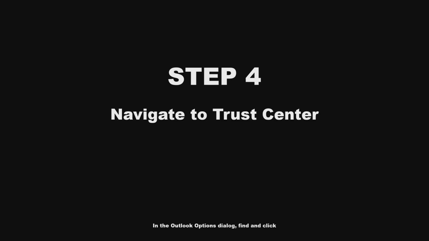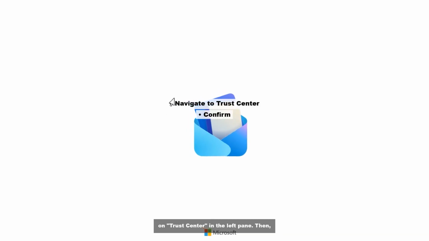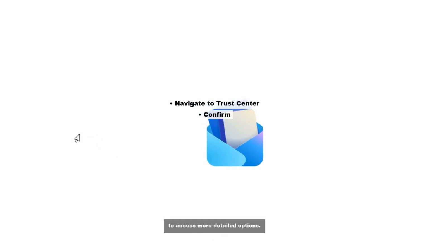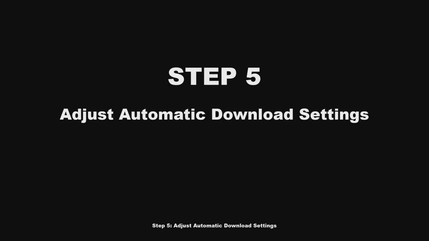Step 4. Navigate to Trust Center. In the Outlook Options dialog, find and click on Trust Center in the left pane. Then, click on the Trust Center Settings button to access more detailed options.